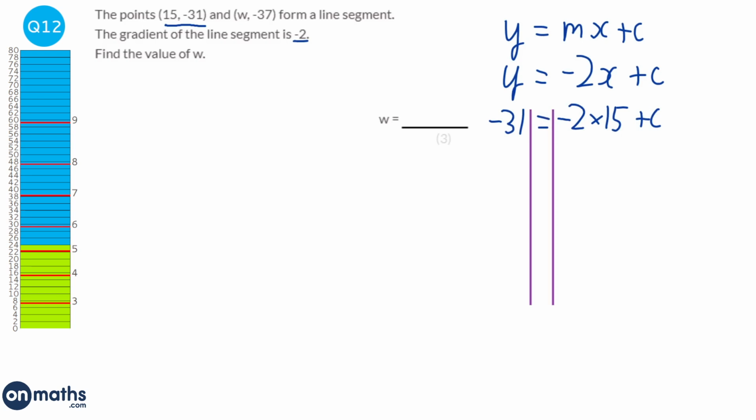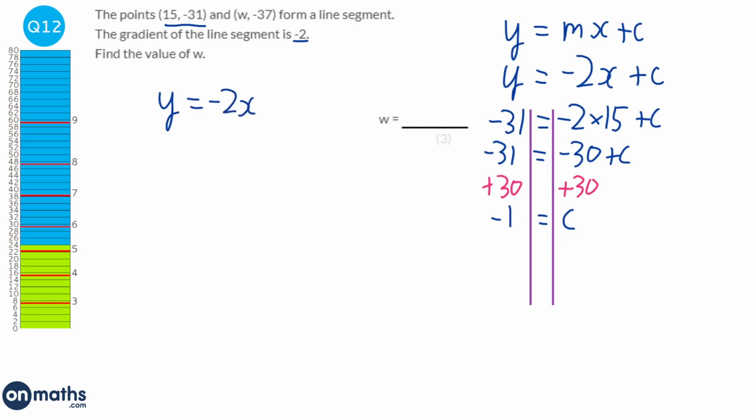So first thing I'm going to do is, well, just tidy this up. -2 times 15 is -30, so -30 plus c. And I'm just going to add 30 to both sides to get c on its own. So that would be -1 equals c. So c is -1. So we now know that the equation is y equals -2x minus 1. And we're told that the y is -37. And we're looking for the x value, which they've called w.